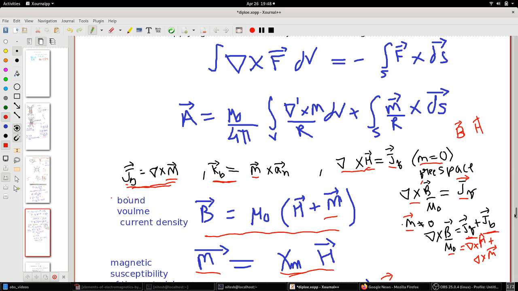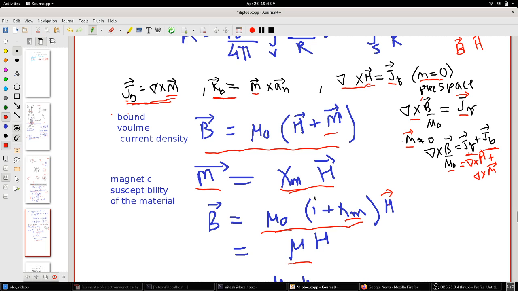Now here we'll define a new term relating M to H. H is the external magnetic field intensity and M is the magnetization of the material. So the magnetization is M equal to psi M into H, where psi M is the magnetic susceptibility of the material. It basically tells you how much the material is susceptible to a magnetic field. So now you have mu 0 into 1 plus psi M into H, because I replaced it here.